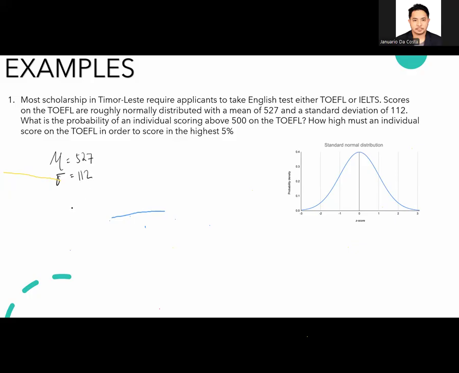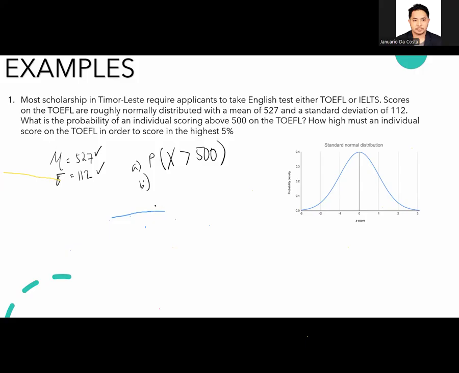Now, what is the probability that an individual, let's say random variable x, scores above 500? And how high must an individual score on TOEFL, given the mean and the standard deviation, to be in the top 5% of TOEFL scores, for example?